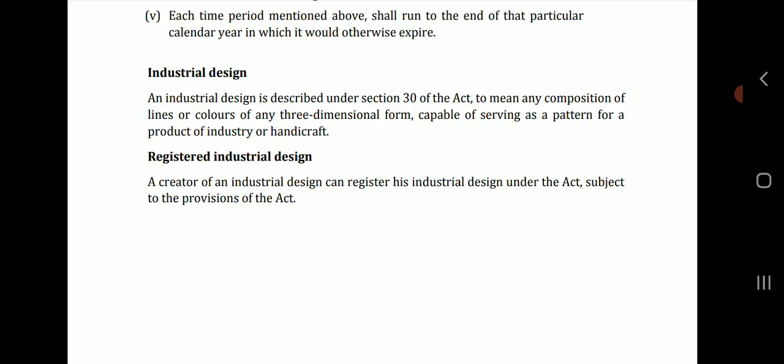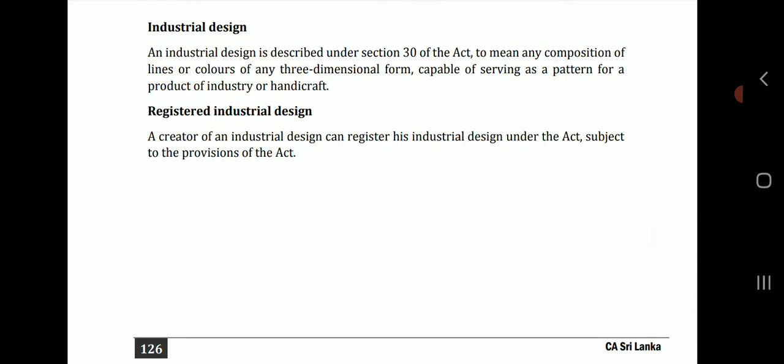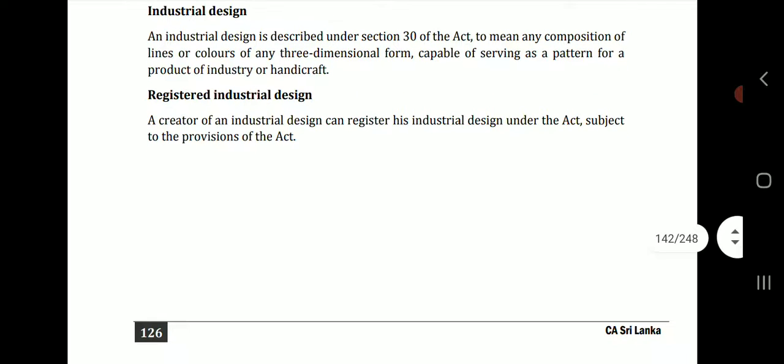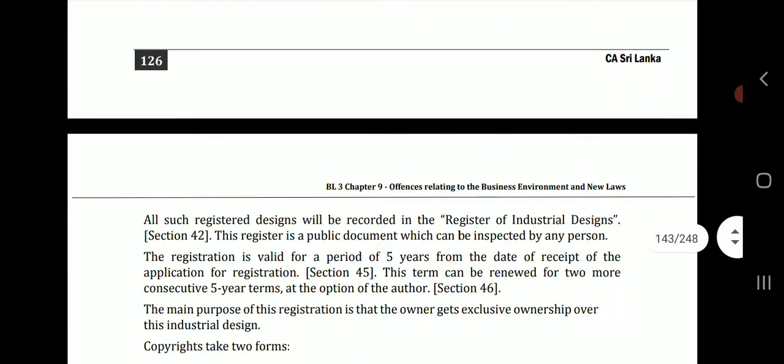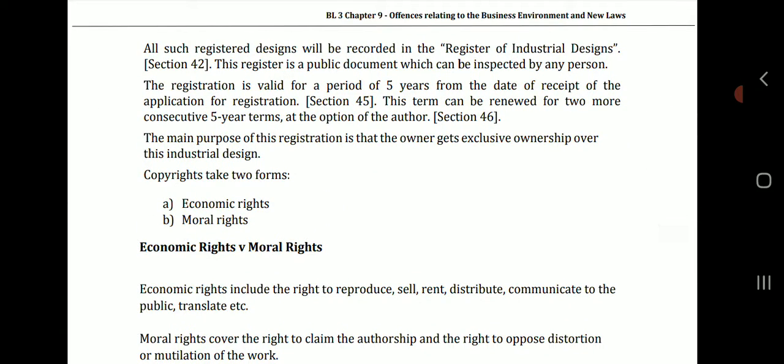It's covered by section 30. So the lines, colors, or three-dimensional forms capable of serving as a pattern for a product, industry or handicraft have to be registered under the provisions of the act, and are registered by the register of industrial designs under section 42. Registration is valid for 5 years and can be renewed for two or more consecutive periods of 5 years. Exactly, for 5 years the industrial design has to be registered.